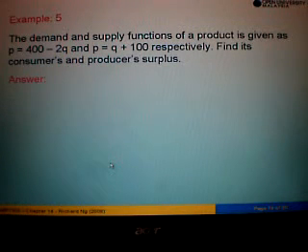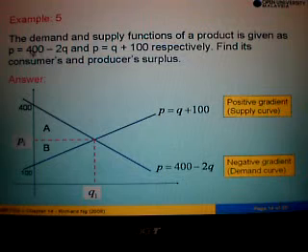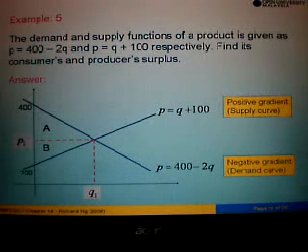Okay, let's look at example 5. The demand and supply functions of a product are given as P equals 400 minus 2Q and P equals Q plus 100 respectively. So find its consumers and producers surplus. First step is to sketch these two lines. P equals 400 minus 2Q. So this is the line. Negative 2Q means this line will be inclined towards the left.